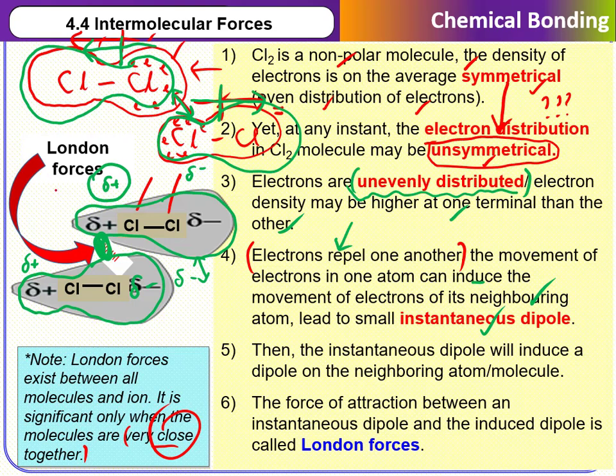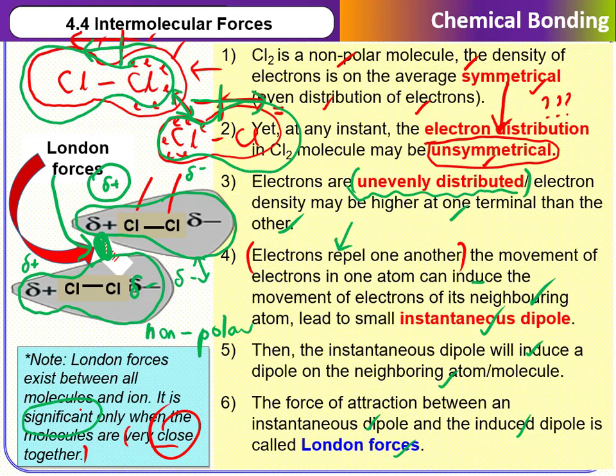So, interaction itulah yang kita panggil London dispersion forces that exist between non-polar molecules. Then, the instantaneous dipole will induce a dipole on the neighboring atom. Dia boleh mempengaruhi dipole jiran sebelahnya. So, the force of attraction that exists between the instantaneous dipole and the induced dipole, itulah yang kita panggil London forces. When they are attracted to each other, the negative end jumpa dengan the positive end, then only London forces will become significant.